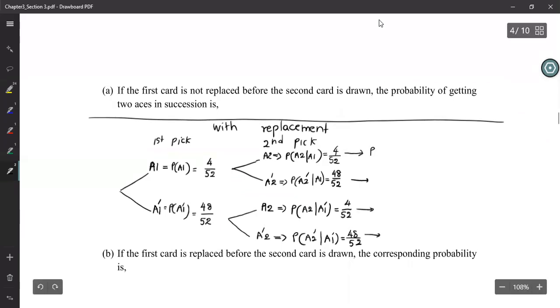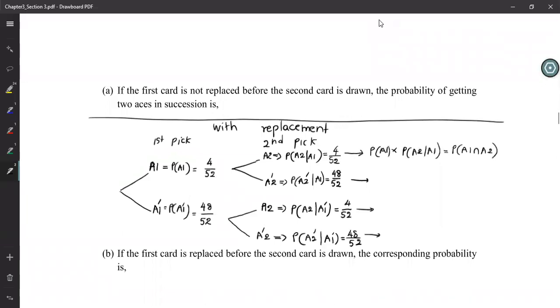Okay, let's multiply. This is P(A1) times P(A2 given A1). What is this? Now go back to the definition of the conditional probability and the multiplication rule. What is this? Probability A1 and A2. Can you see that? So what does that mean? This is both cards are A's. What is that probability? 4 over 52 times 4 over 52. So you can find the answer. Which will be 16 over 52 times 52, you can find it.